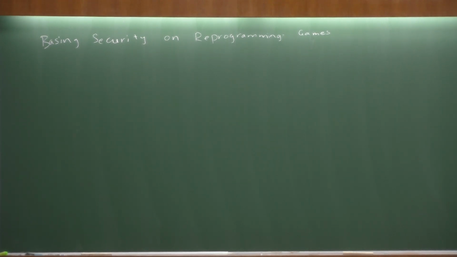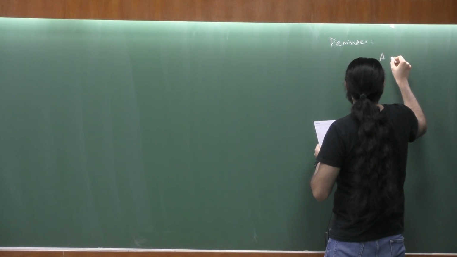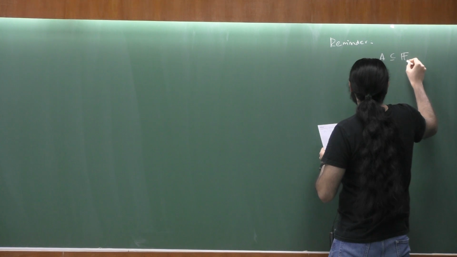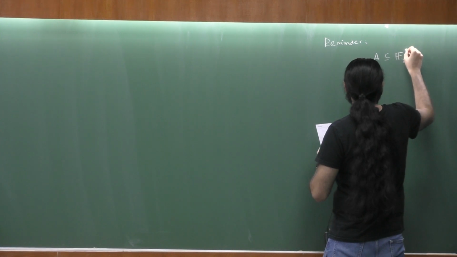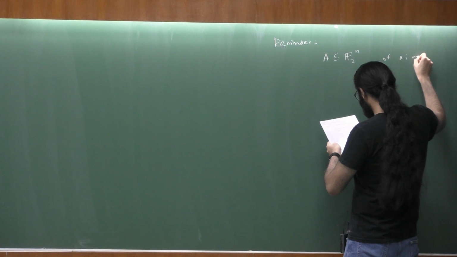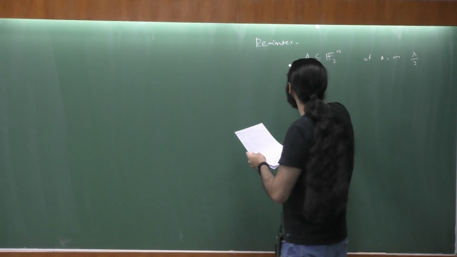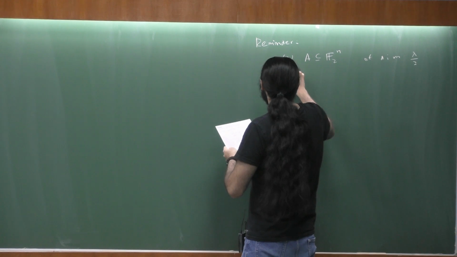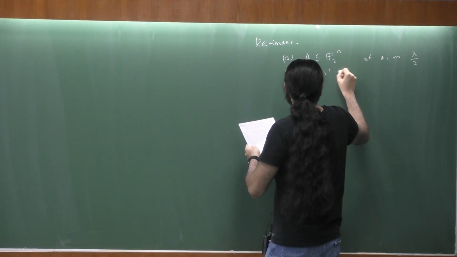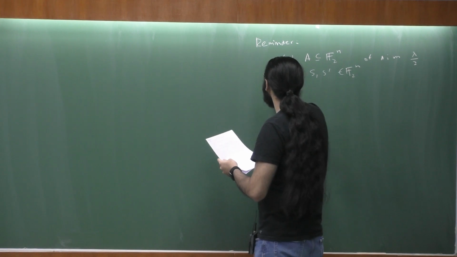Okay, so a coset state is basically specified by a subspace A of F2 to the N, of some dimension. So here we take the dimension to be lambda by 2. Lambda is the security parameter. And the second thing you need are two vectors, S, S prime in F2 to the N. And then we call this the coset state.